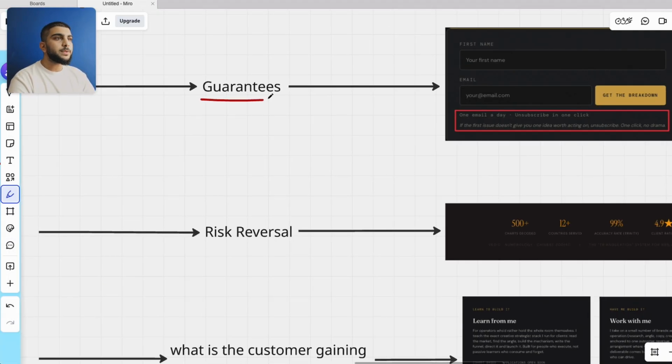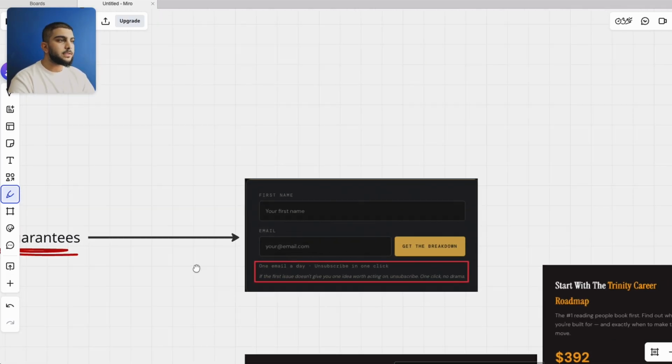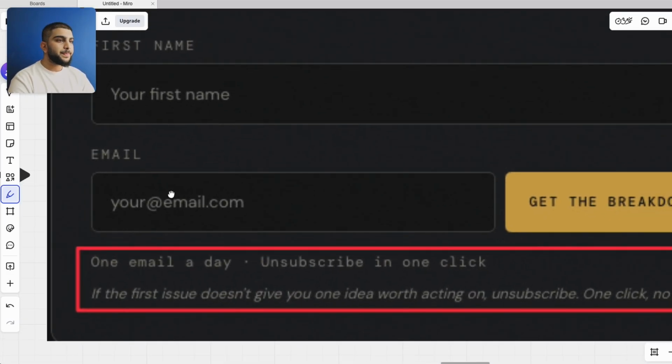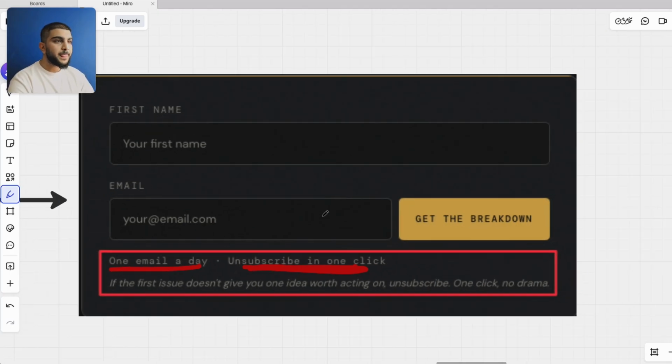Now, you might ask me, Rayan, aren't guarantees the same as risk reversal? And you're partially right, but there is a bit of a difference. So for example, here's an example of a guarantee. This is just on my page, right? So: one email a day, unsubscribe in one click. If the first issue doesn't give you one idea worth acting on, unsubscribe. One click, no drama. It's there.